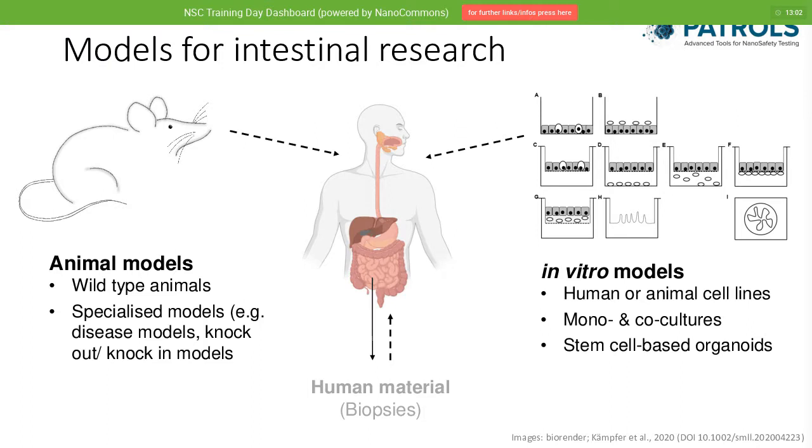To remind you a bit of what the major pillars of intestinal research are at the moment, we have the gold standard, the use of human materials, for instance, generated from biopsies. But unfortunately, within PATROLS and at the IUF, we do not have the possibilities to really get this kind of material. So we are focusing on the other two big pillars: the use of animal models on the one hand, but then also the further development and advancement of in vitro models.